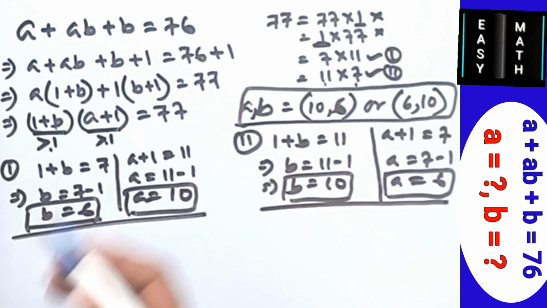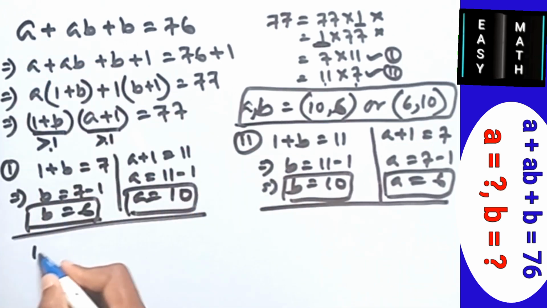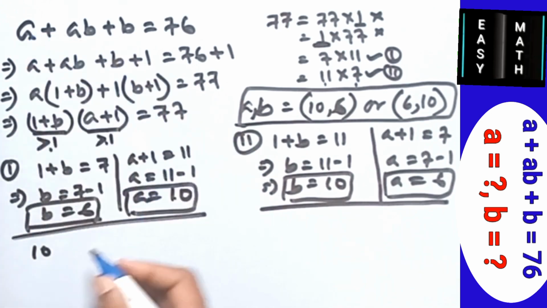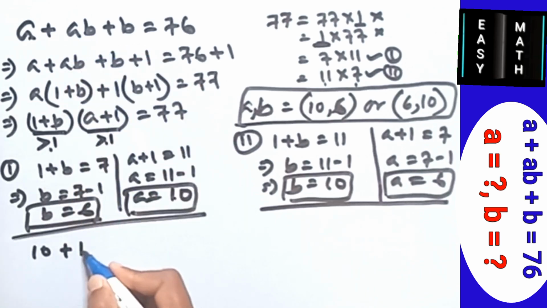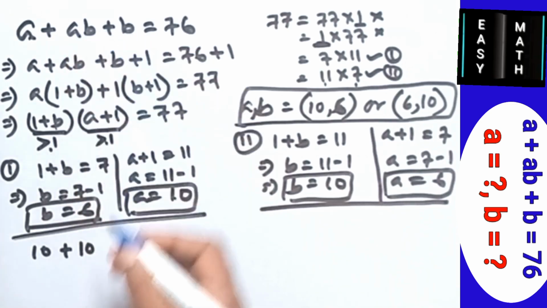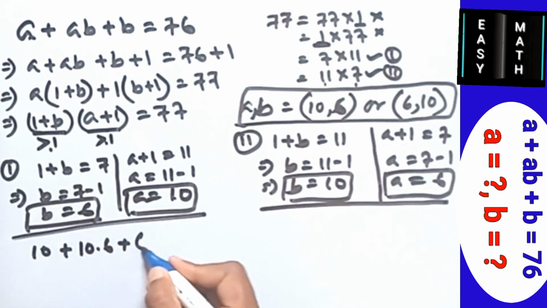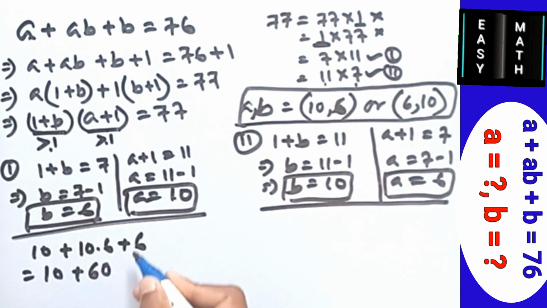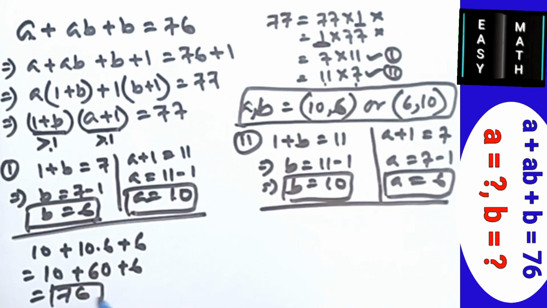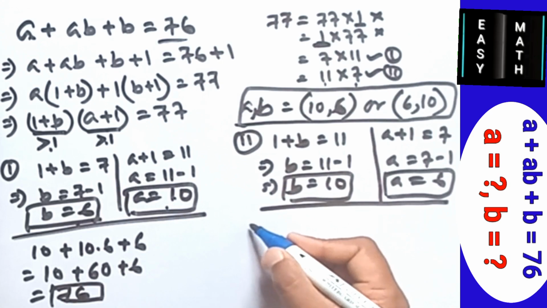And now prove this. If A is 10 here, and B is 6, then 10 into 6 is 60, and 10 plus 6. So total value is 76. This is the proof here. So this is the right value.